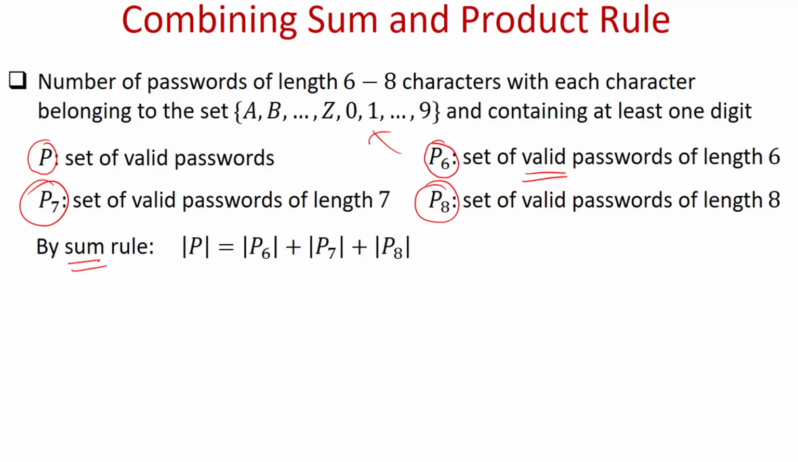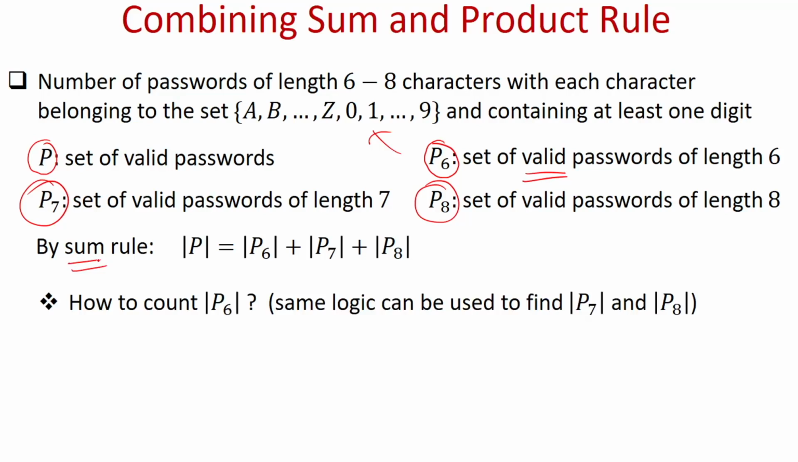Now how do we find the cardinality of the set P6, P7 and P8? So let's see the logic of finding the cardinality of the set P6. The same logic is applicable to find the cardinality of the set P7 as well as the cardinality of P8. So what exactly is the set P6? The set P6 is the set of all valid passwords of length 6.